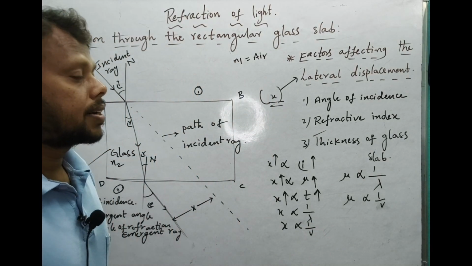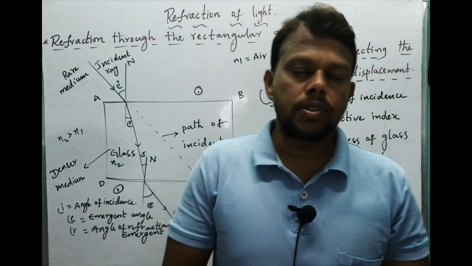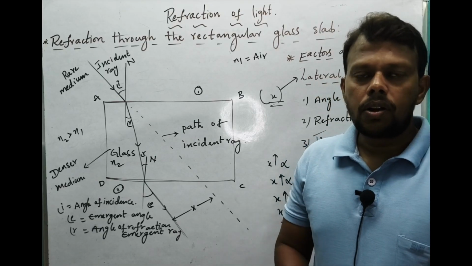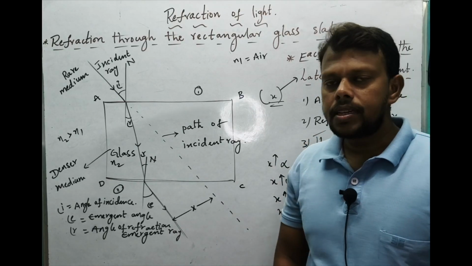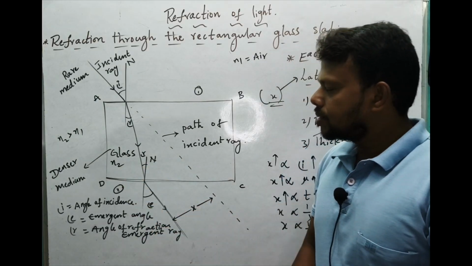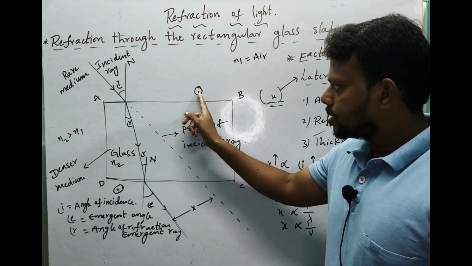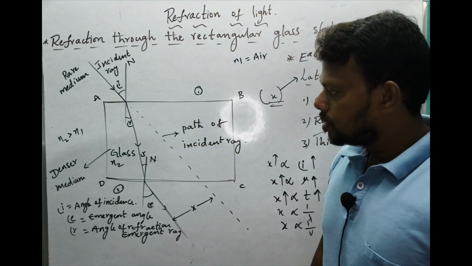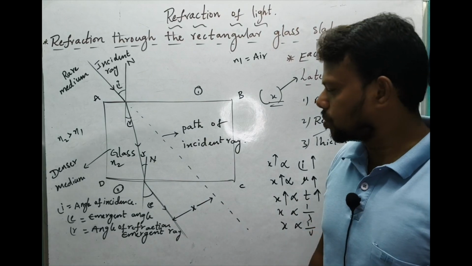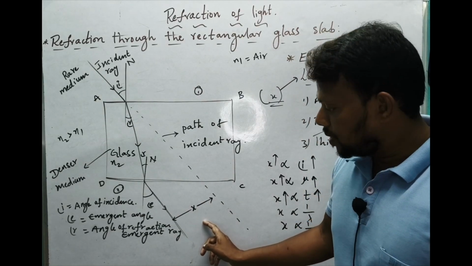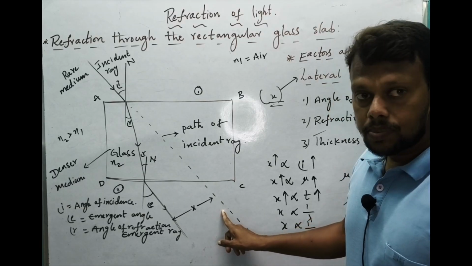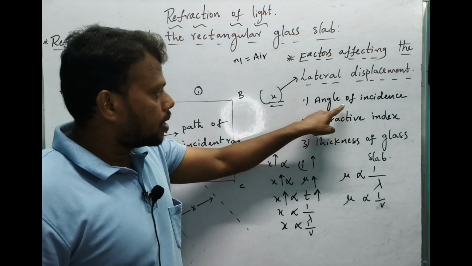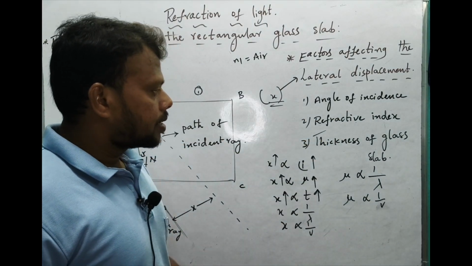So this is the rectangular glass slab. What we have done here is take a rectangular glass slab, place it on a whiteboard, and using a pencil or a pen, draw the outer line. It has 4 vertices named A, B, C, D. We remove the glass slab. AB is the first refracting surface, DC is the second refracting surface. The first refraction takes place from rarer to denser. The second one is denser to rarer, bending away from the normal. The perpendicular displacement between the emergent ray and the path of the incident light ray is called lateral displacement. The lateral displacement depends on three factors: the angle of incidence, refractive index, and thickness of the glass slab.